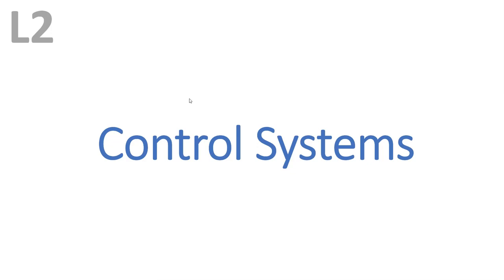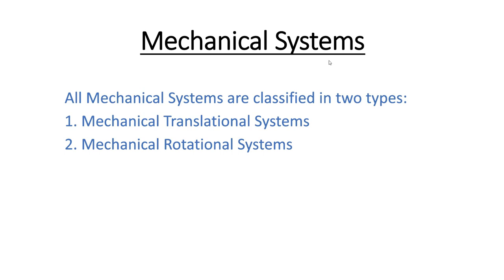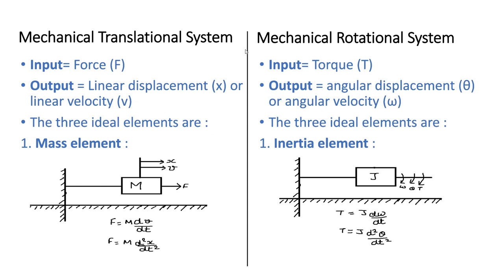Hello everyone, this is the second lecture of control system. In this video we are going to see about the mechanical systems. So basically we have two types of mechanical system. One is translational, means linear, and another is rotational. So now we will see the basic difference between these two types of mechanical system.